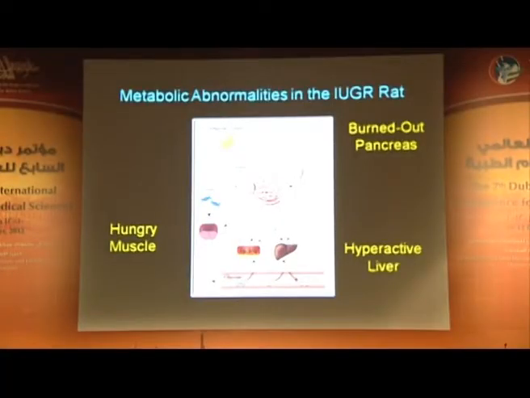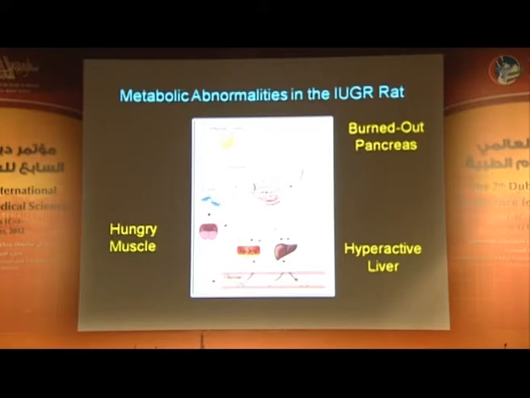So this is just a summary of lots of work done by many different students and postdoc fellows in my laboratory. And we find that there are changes not only in the beta cell in these animals, but also in the muscle and in the pancreas and in the liver. And what I mean by a hungry muscle is that there's significant impairment of glucose utilization and the ability of glucose to be transported into the cell, leading to insulin resistance. And the same with the liver, and so their liver is making too much glucose.